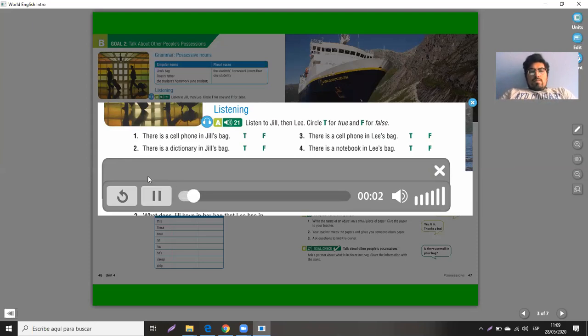Conversation 1. Excuse me, madam. Is this your bag? Yes, it is. What do you have in it? There are my books, a notebook, a dictionary, and my World English book. Is that all? Oh, yes, and my wallet. Okay, thank you. Conversation 2. Excuse me, sir. Is that your bag? Yes, it is. What do you have in it, sir? My cell phone and my wallet. Is that all? Yes, that's all. Okay. Thank you.